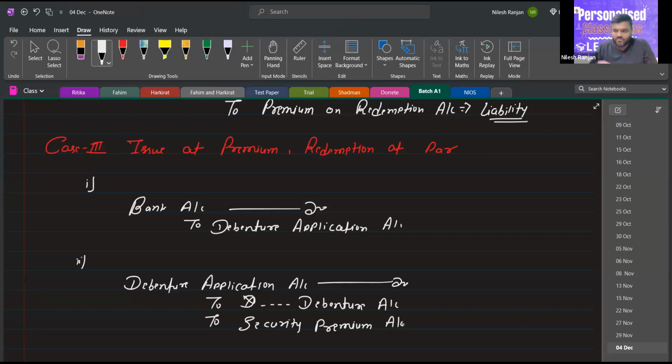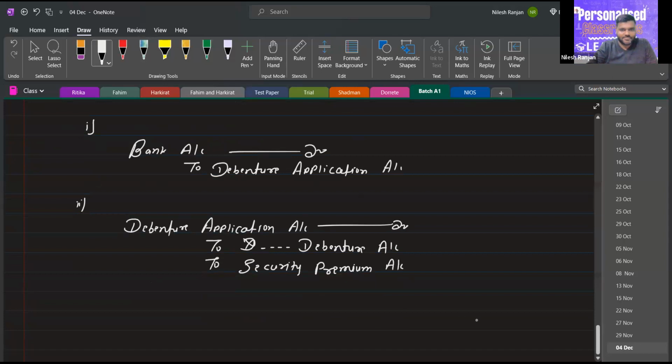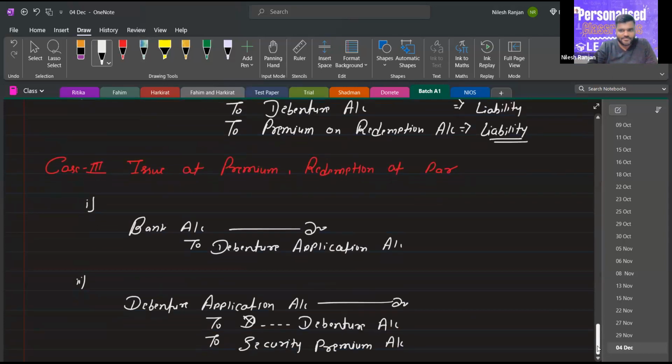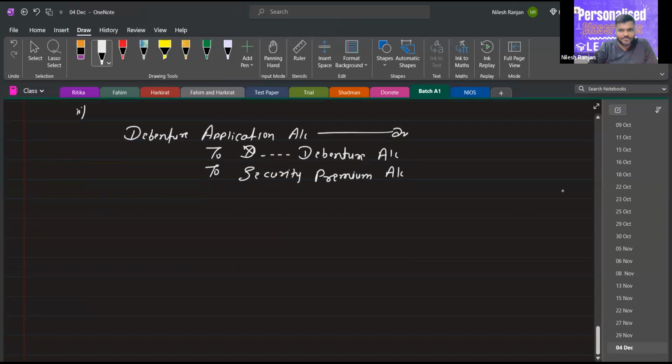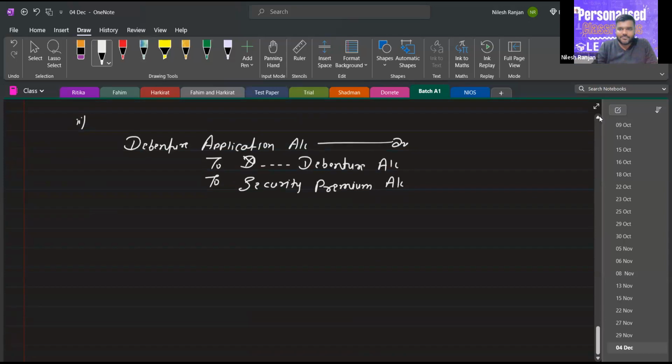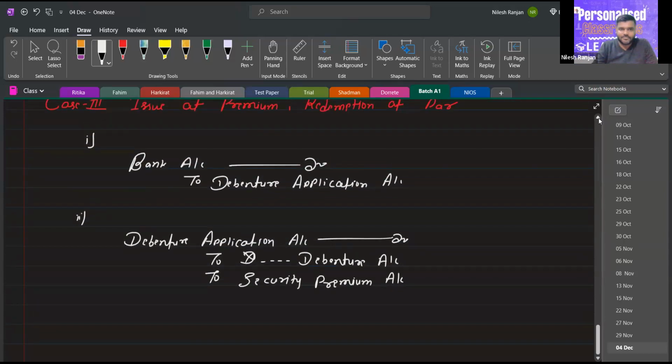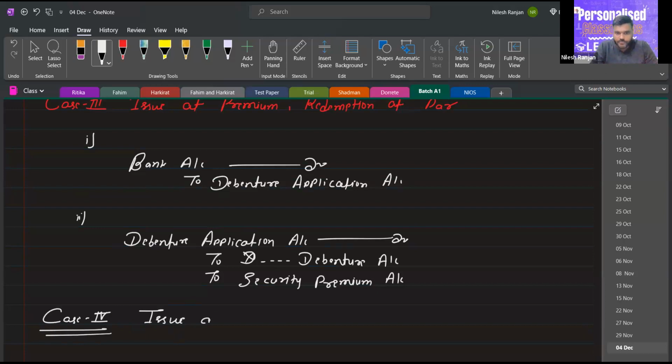Okay, so the answer is security premium is a profit for the company. That's why it is on the credit side. But in the previous case, premium on redemption is a liability for the company. That's why it is credited. So case number four: issue at premium and redemption at premium.